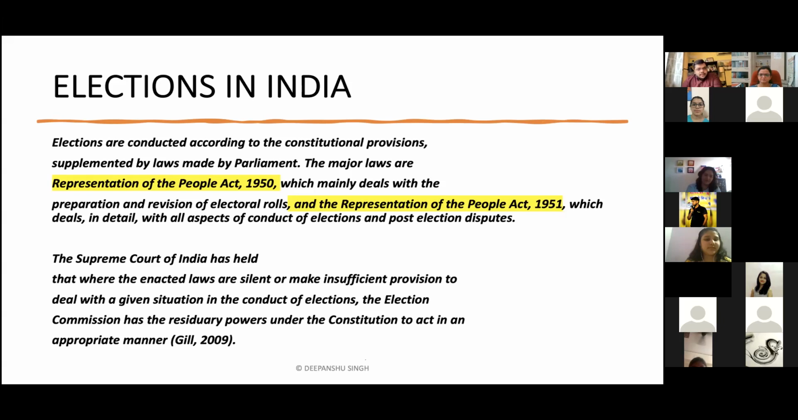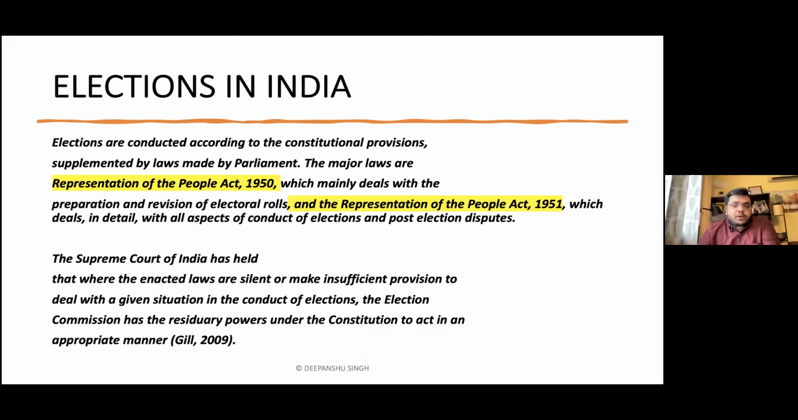So there are certain electoral laws through which elections are conducted in India. One of the most important is the Representation of the People Act 1950, which was enacted to make basic laws about elections. But it did not really talk about the provisions of how somebody can be qualified or disqualified. So there was a need felt to make a new election law. So then the Representation of the People Act 1951 was enacted, which in detail talked about the conduct of elections and matters related to post-election disputes.